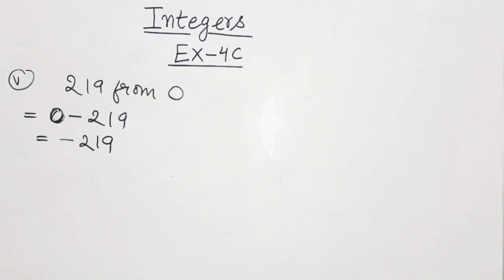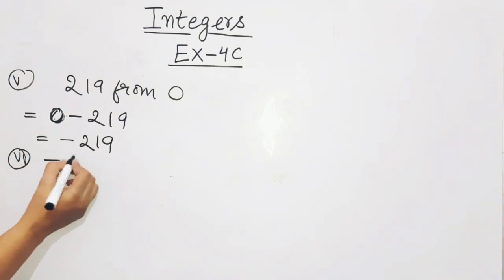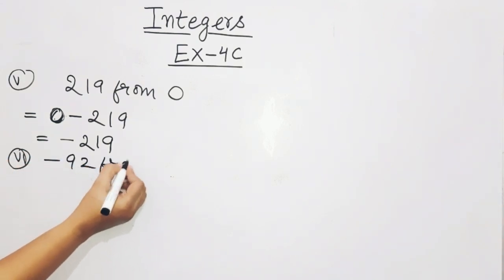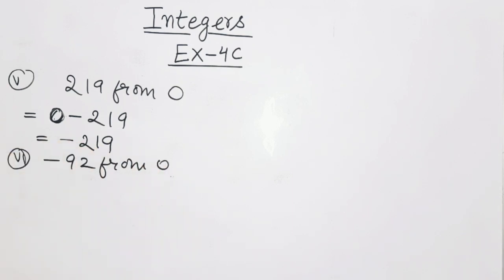Okay, now coming to the sixth option. This is also a little bit similar. Minus 92 from 0. Now my question to all of you, pause the video and tell me the answer of this option. That is option number 6. And you don't have to do cheating. You have to follow the things which I have explained to you. So start giving your answer, students, in the comment section.